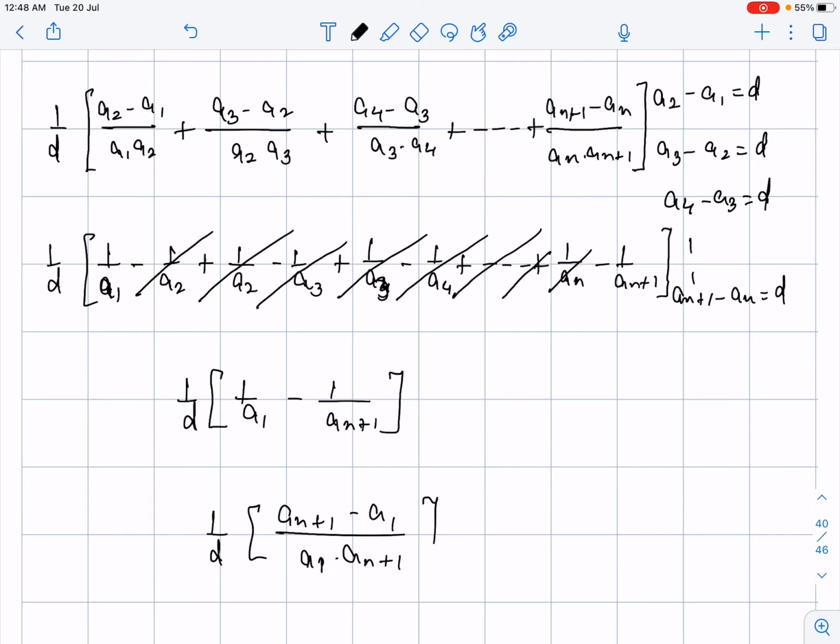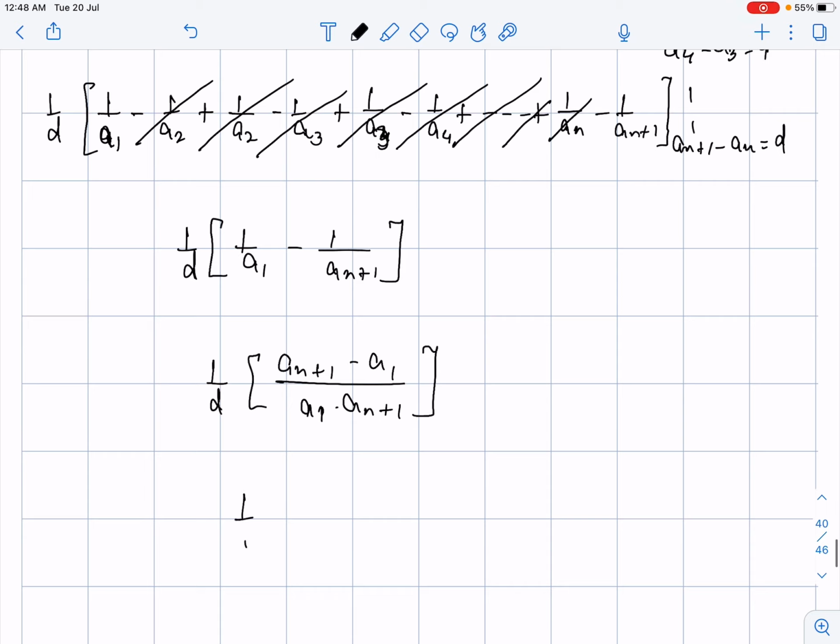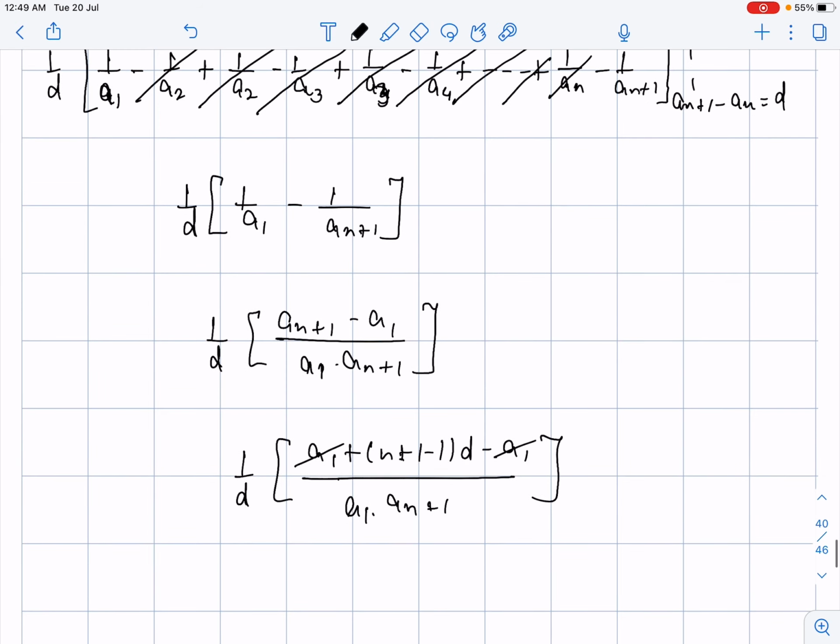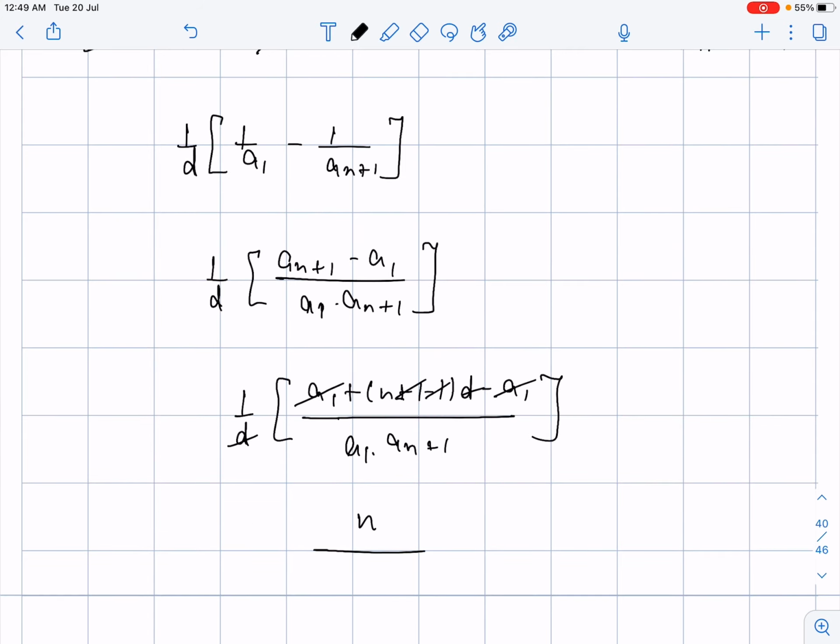Now we do know the formula of an, that is a plus n minus 1 times D. So that is a1 plus n plus 1 minus 1 times D, minus a1, divided by a1 dot an plus 1. So a1 minus a1 will be getting cancelled, plus 1 and minus 1 will be getting cancelled, then D and D will be getting cancelled. So the final answer will become n divided by a1 dot an plus 1.